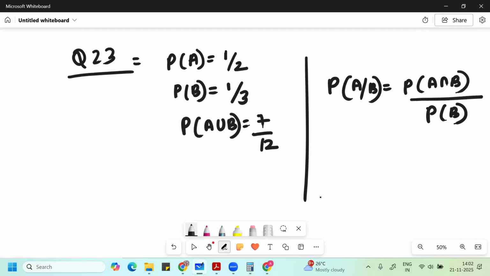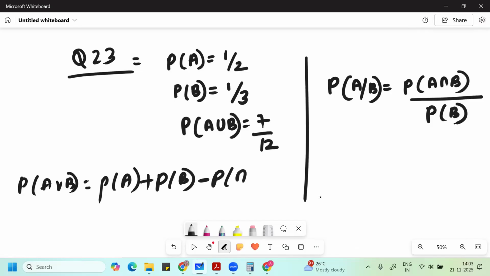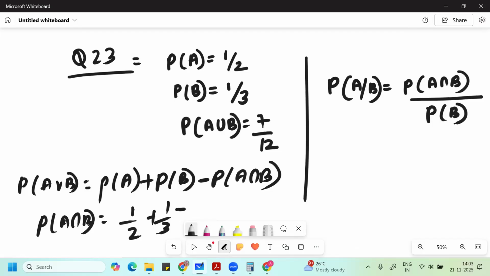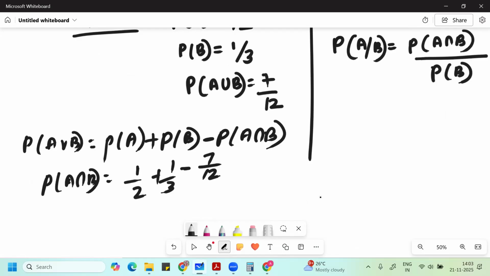Okay. So A intersection B, how will you find? From A union B, you have to subtract A and B. So you know the formula that probability of A union B is equal to probability of A plus probability of B minus probability of A intersection B. So probability of A intersection B is 1 by 2 plus 1 by 3 minus 7 by 12.